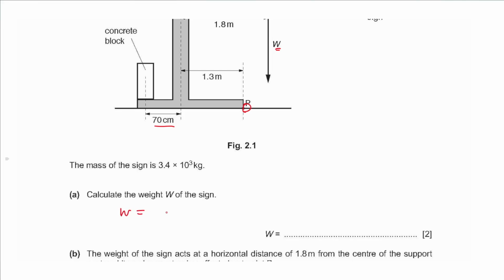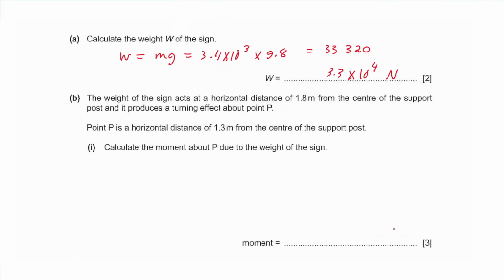So weight is equal to mg, so we multiply 3.4 times 10 to the power of 3 times 9.8. That gives an answer of 33,320. That is in newtons, or we can approximate that to 3.3 times 10 to the power of 4 newtons. Part B says the weight of the sign acts at a horizontal distance of 1.8 meters from the center of the support post, and it produces a turning effect about point P. Point P is a horizontal distance of 1.3 meters from the center of the support post.